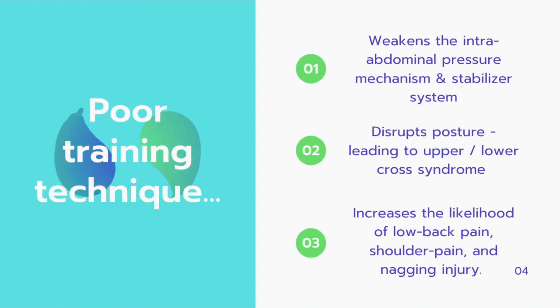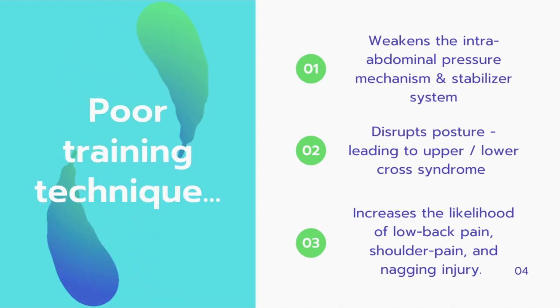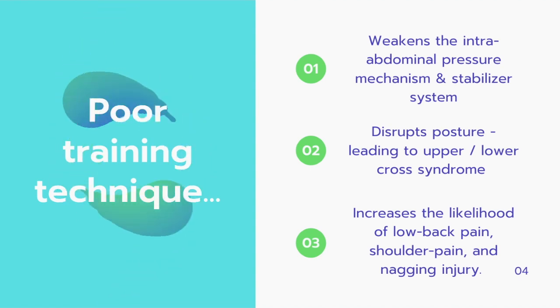Poor training technique can weaken your stabilizer system, increase spinal loading, disrupt posture, and increase the likelihood of injury. Great training technique, on the other hand, in the form of functional core conditioning, can help you lift heavier weights, look better aesthetically, feel better in your body, and so much more.